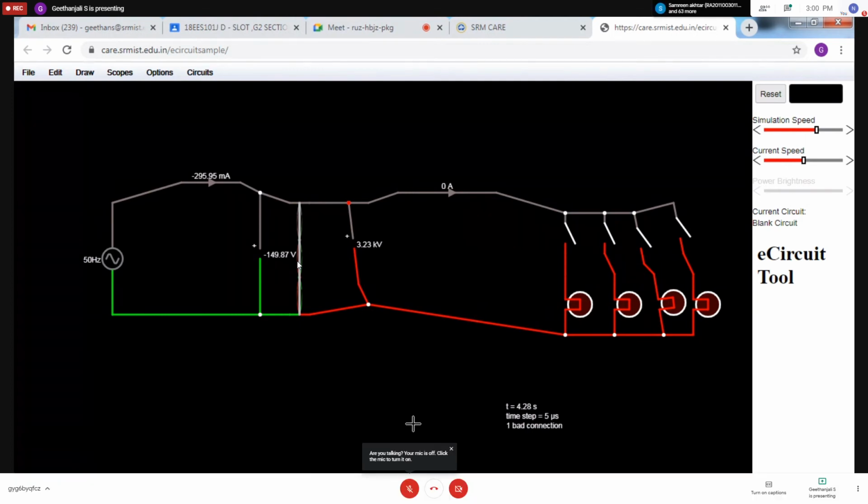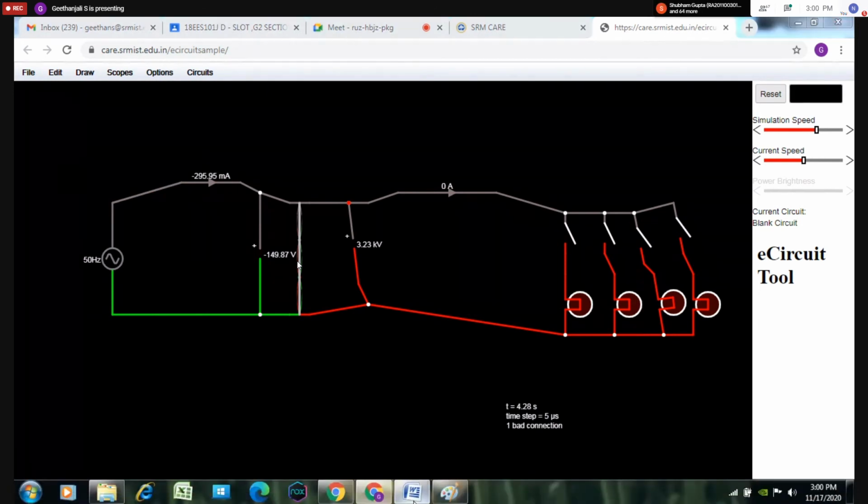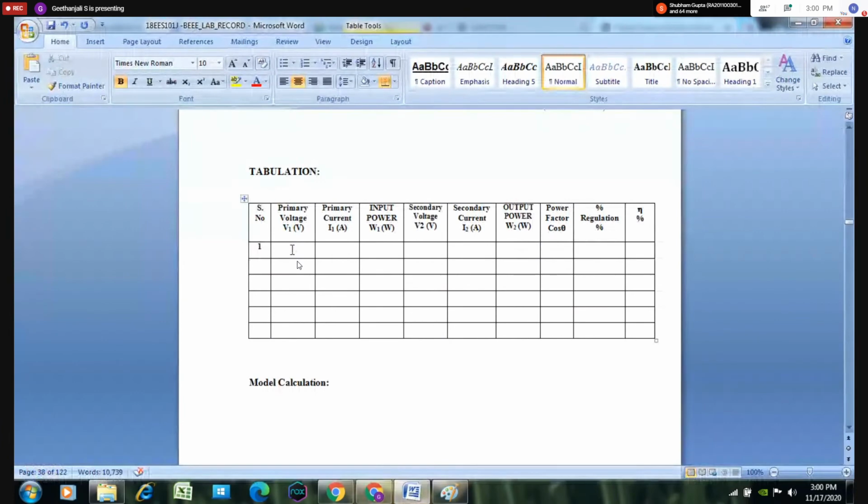See now, this is the no load condition. All of you make your note. Write the magnitude alone here. What value are you obtaining? All of you write the value here.